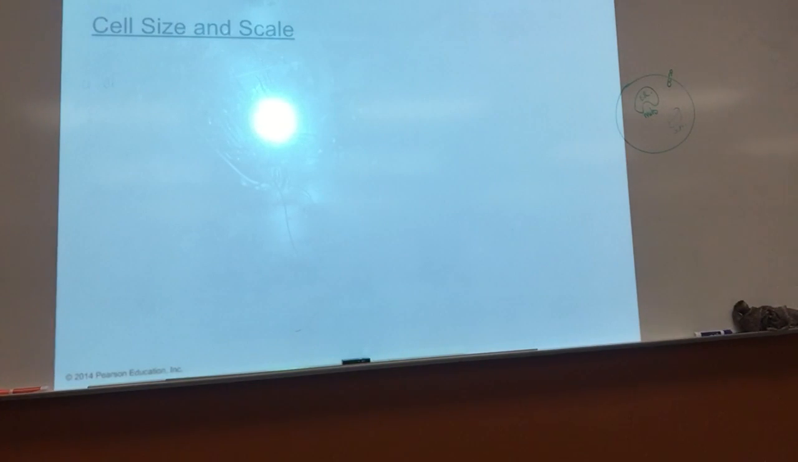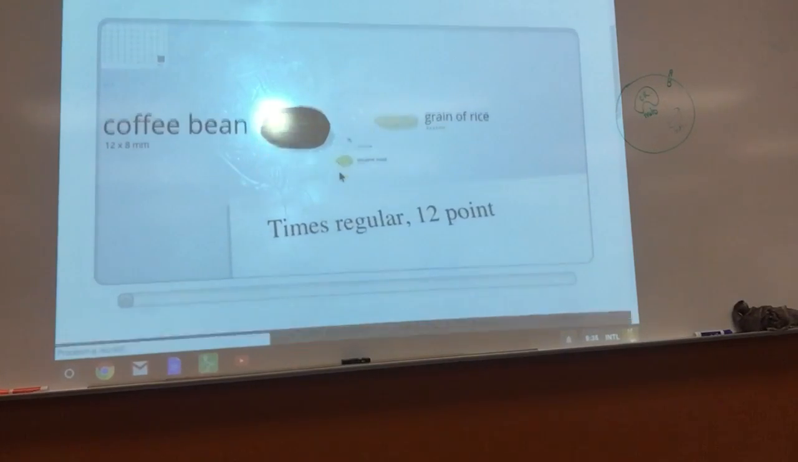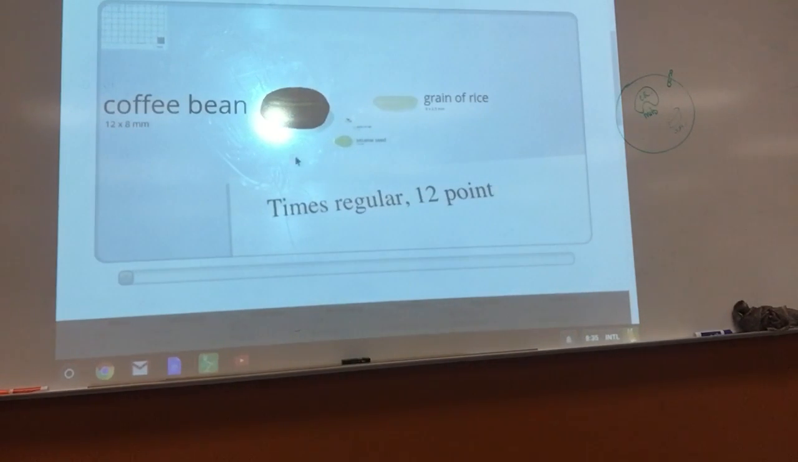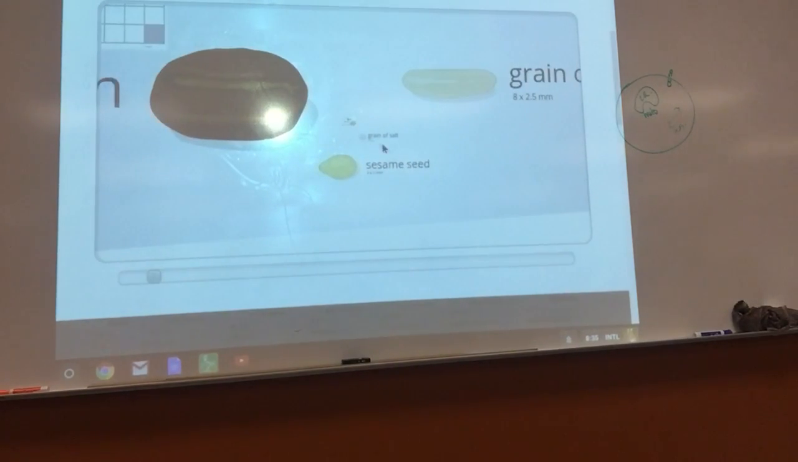And I put here a link to a website that just gives you an idea of how small things are in relationship to things that you're familiar with. If we look at this, what this does is show some things that we may be familiar with: the coffee bean, Times New Roman font on the 12-point font to give you an idea, a grain of rice, sesame seeds. And then you take this button down below here, and as you move it to the right, it goes in a little bit, and it starts to show you, okay, now here's a grain of salt, so much smaller than a sesame seed.